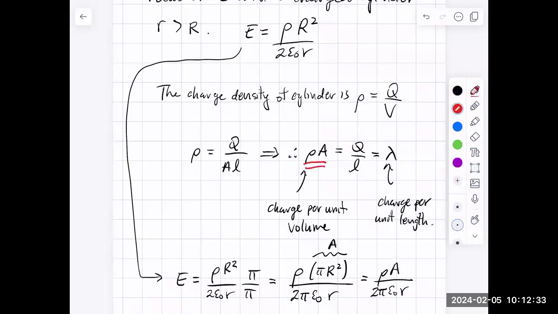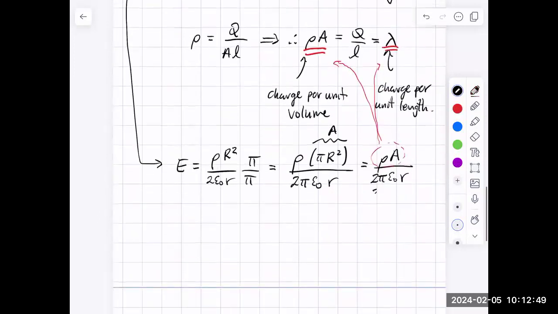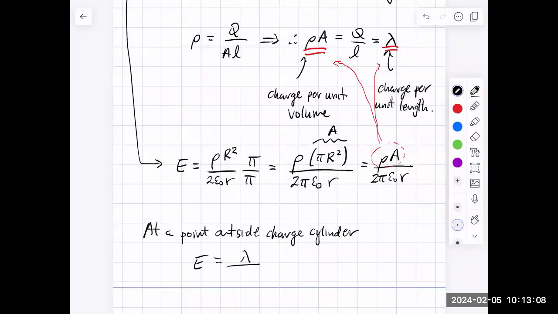But rho times A is exactly the charge per unit length that we just worked out. And so that means for our charged cylinder, at a point outside our charged cylinder, E is equal to lambda over 2 pi epsilon naught r.